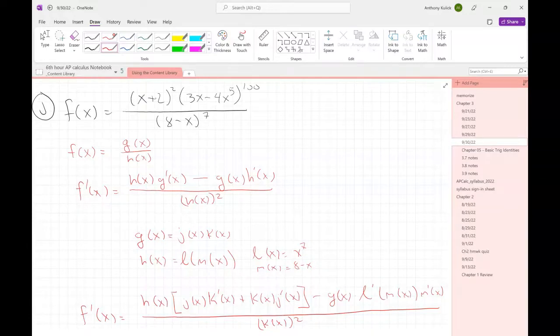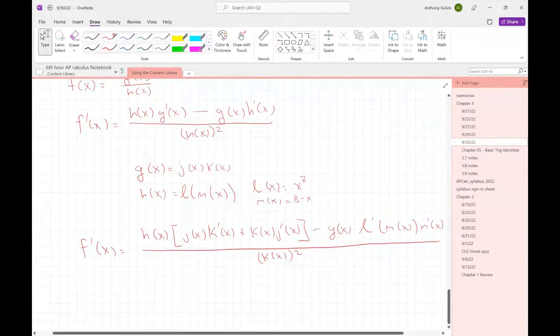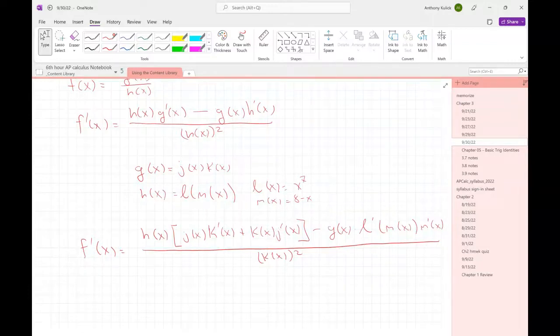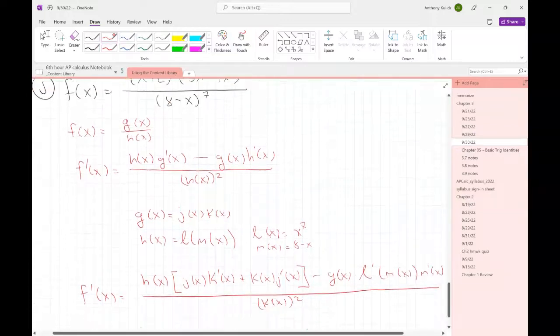But here's the problem. K of x and j of x both require chain rules to do them. I'm running out of letters in my alphabet. Will it ever be in this class where we have to start hitting Greek letters? Oh, I don't know. I forget now. I think that'll be our extra credit.